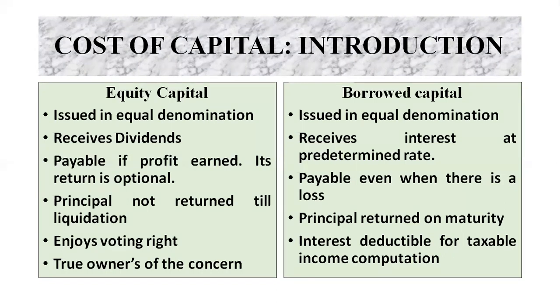So there will be four sources from which the capital is collected. First one, equity share capital. Second one, preference share capital. Third one, internally generated general reserve. And fourth one is borrowed capital. So the capital concept is over.